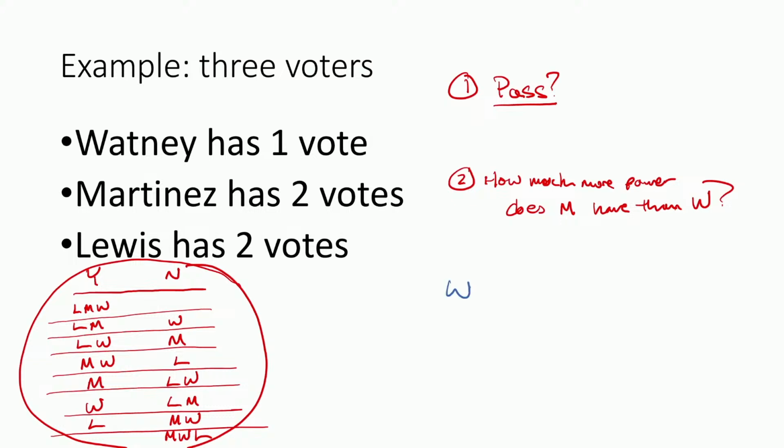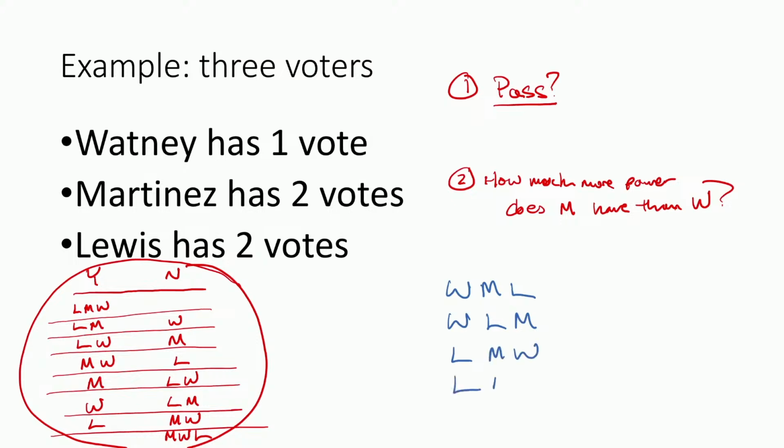You have Watney, Martinez, Lewis. That's one way of voting. Watney, Lewis, Martinez. You see, this is the permutation. We'll have Watney vote first, then Martinez, then Lewis. Let's presume that they're all going to vote yes, for the aforementioned reason, that if someone votes no, we can just ignore them, push them to the end, whatever. So then we have Lewis, Martinez, Watney.